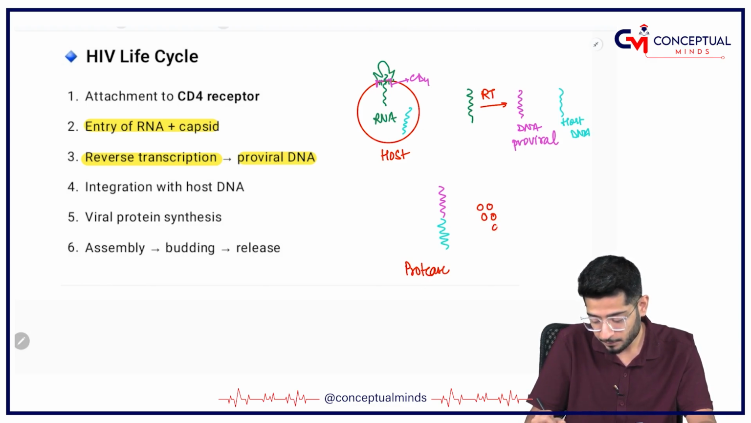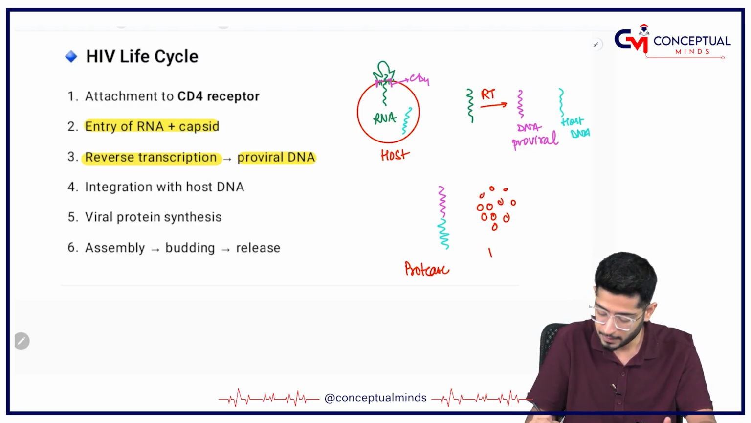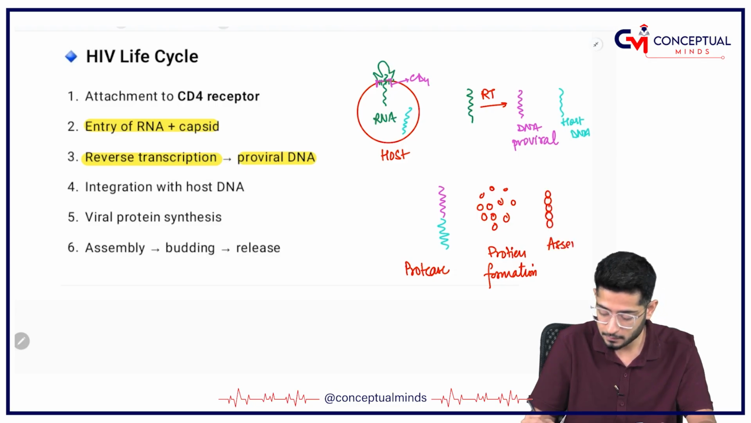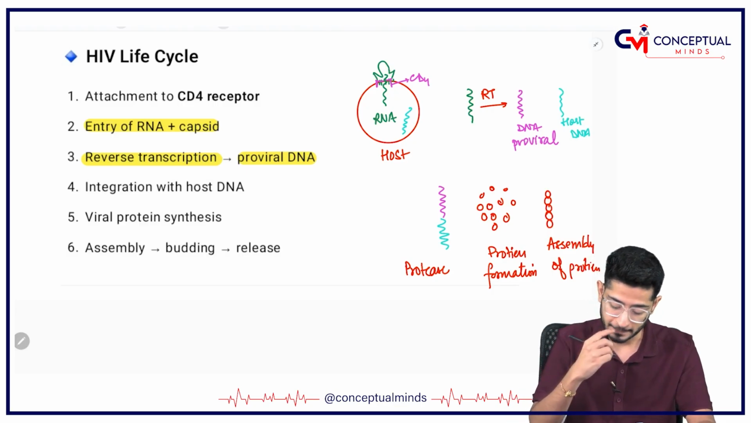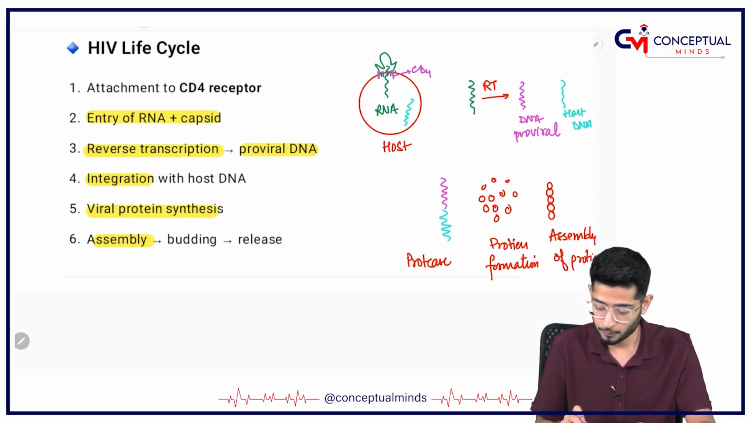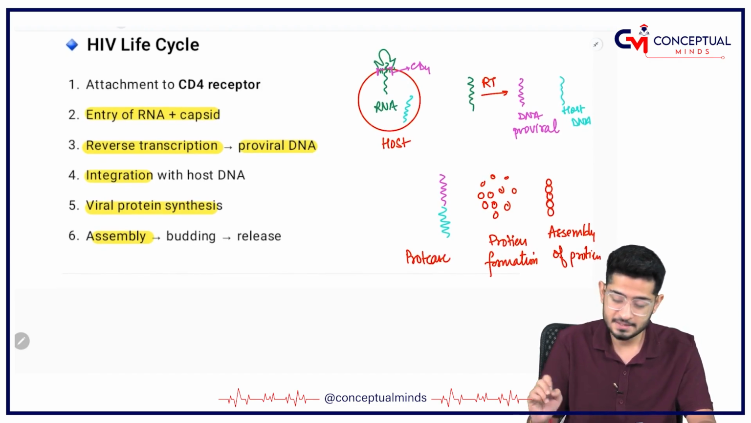So these are the different proteins which are being formed. This leads to protein formation, and once the proteins are formed, they will be assembled. So after the integration, viral protein synthesis, and assembly, this further leads to what? Now, the proteins are assembled.